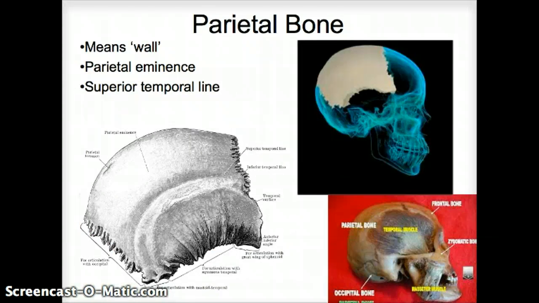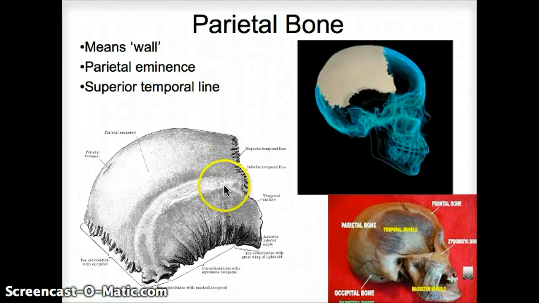The parietal bone lies on the side of the skull, behind the frontal bone. On the sides, this would be the temporal bone coming in, and in the back is the occipital bone here. Parietal means wall. Okay, we can handle that. It's one on each side.